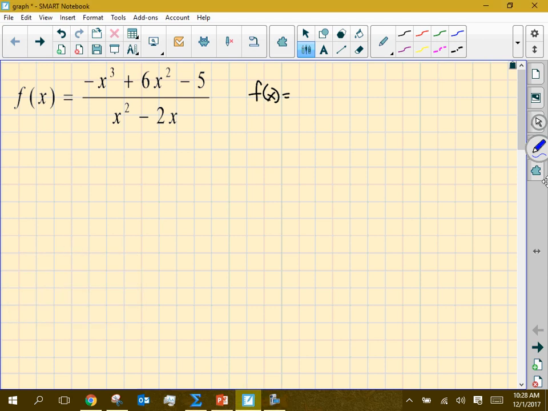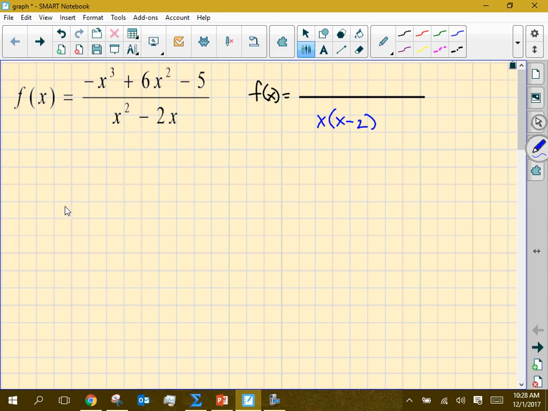I wanted to get this one on film, a little bit more comprehensive than what we did in class. If we look at this thing, we want to factor the top and the bottom. The bottom one's pretty easy to factor: x times x minus 2. The top one's a little bit more complex to factor because of the nature of the cubic here.